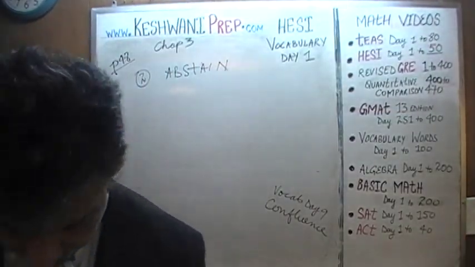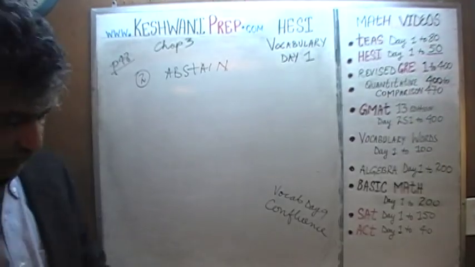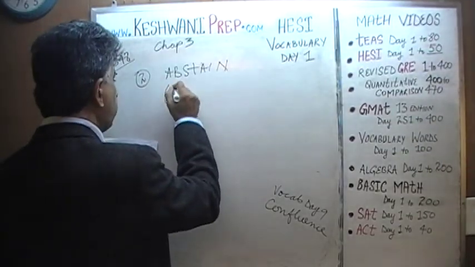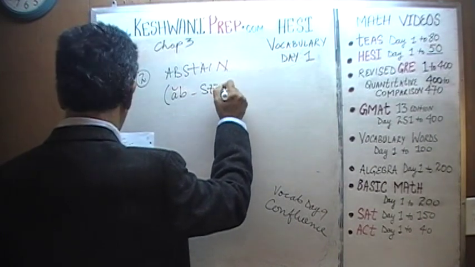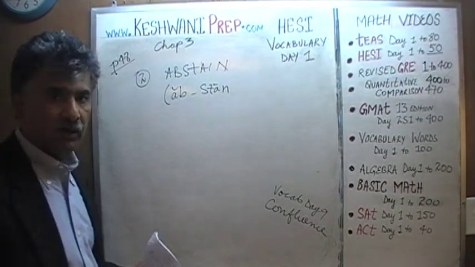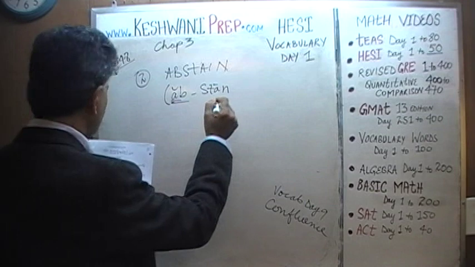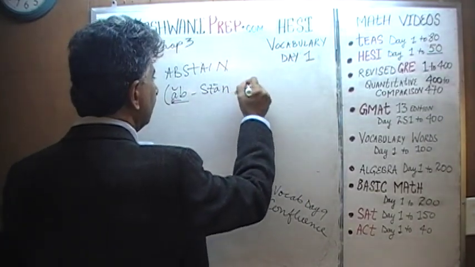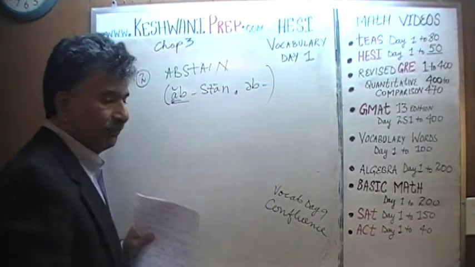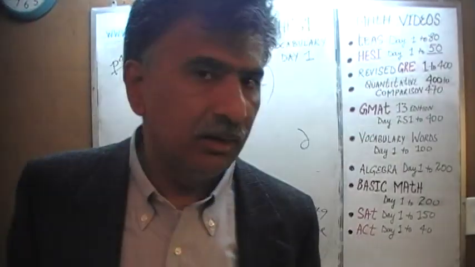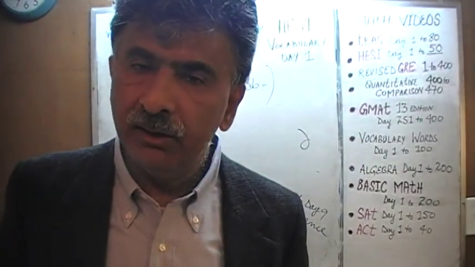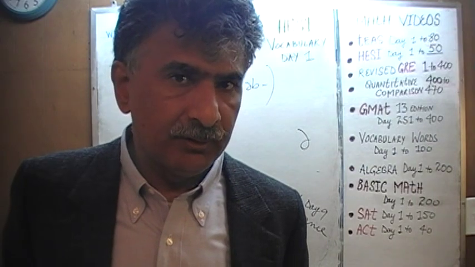Abstain. What does it mean to abstain? Abstain simply means, let's first write the pronunciation, even though it's a very simple pronunciation. It can be pronounced abstain, or you can pronounce it as abstain. This upside down E is abstain or abstain. Either way is considered proper pronunciation.